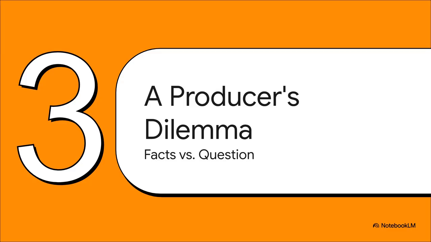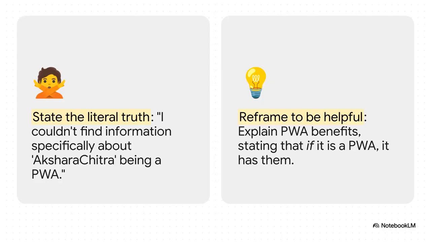And this is where the real art of crafting an answer kicks in. It's what you might call a producer's dilemma. You've got the user's question over here and some related facts over there, but there's no bridge connecting them. So you have to make a call. And this slide just lays out the two paths perfectly. Option 1, you can be totally 100% literal and, let's be honest, pretty unhelpful. Hey, sorry, can't confirm, end of story.